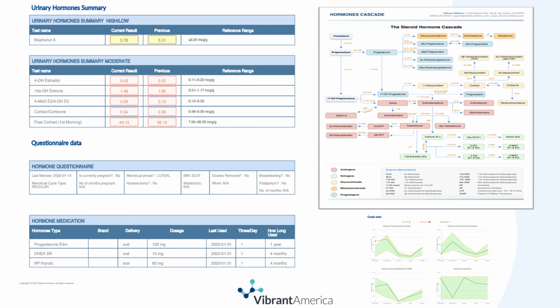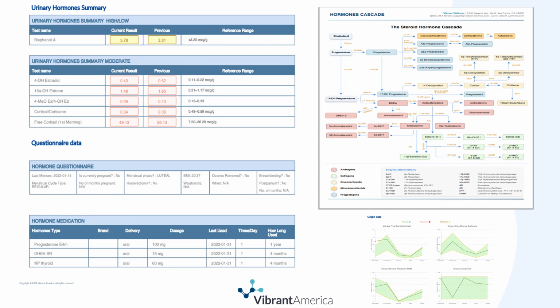The questionnaire data indicates she is menstruating regularly, is in the luteal phase, and is taking 3 bioidentical hormones. 6 analytes are out of the reference range on both the current and previous results. It looks like some progress has been made towards the reference ranges. BPA is elevated, and BPA has been linked to developmental and health problems in children, including attention deficit hyperactivity disorder, anxiety, and depression. It's also been linked to early puberty in girls, diabetes, obesity, and heart disease.